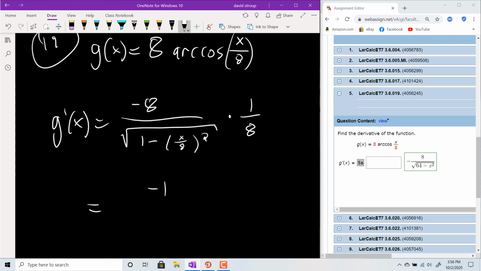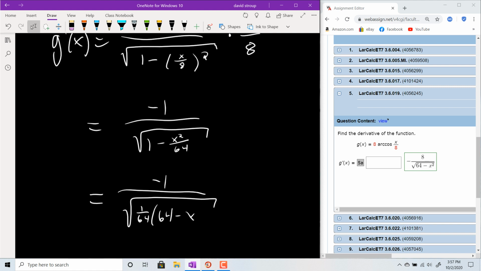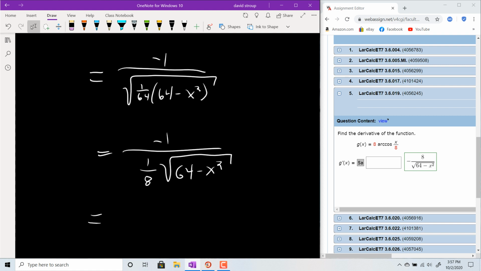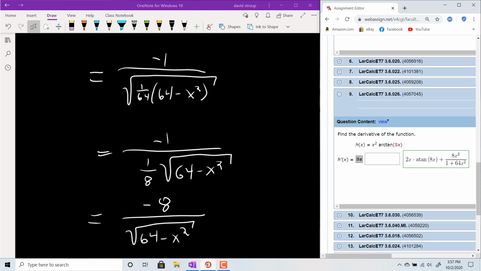Okay, clean it up. So you've got negative 1 all over the square root of 1 minus x squared over 64. If you want to get rid of those complex fractions, I always do. You'll have negative 1 all over the square root of 1 over 64 times 64 minus x squared. This will be negative 1 all over 1 over 8 times the square root of 64 minus x squared. And 1 over 1 over 8 is the same as 8, so you end up with negative 8 all over the square root of 64 minus x squared. Okay, so cosines, we also need tangent types.